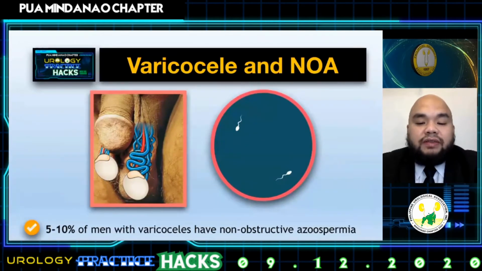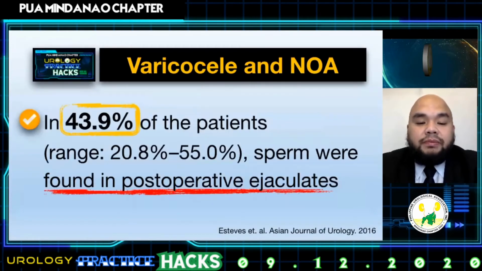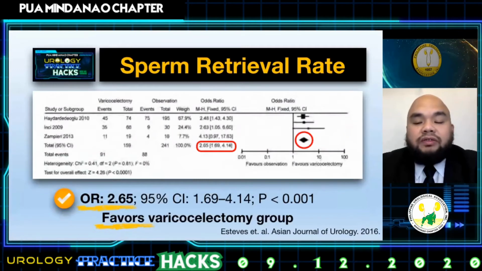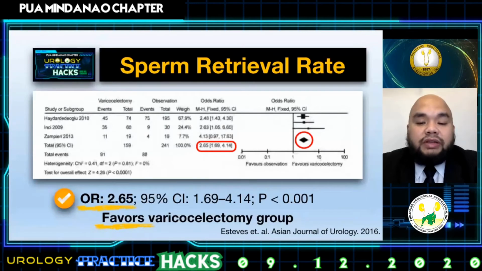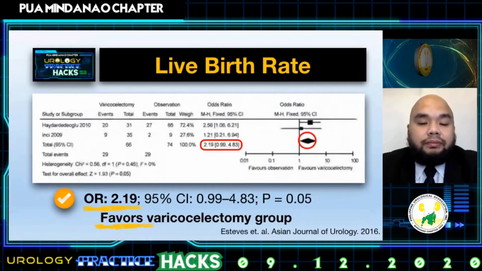It was estimated that varicocele could be identified in 5 to 10% of patients with non-obstructive azoospermia. In this systematic review and meta-analysis on varicocelectomy in men with non-obstructive azoospermia, doing varicocelectomy will result in the return of sperm in the ejaculate in more than 40% of patients. Compared to azoospermic men without varicocele repair, sperm retrieval rate is significantly higher in men who underwent varicocelectomy. Likewise, it is associated with higher clinical pregnancy rate and higher live birth rate.